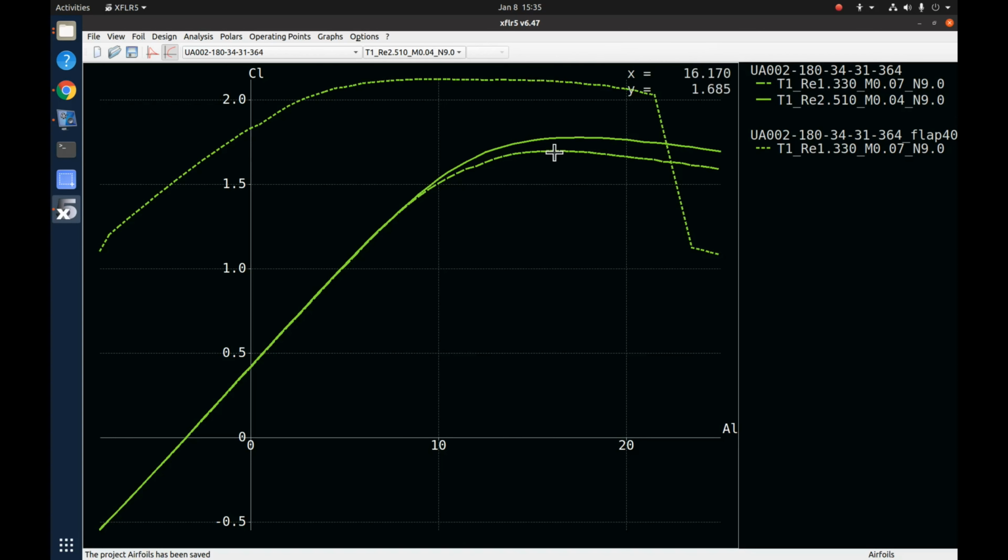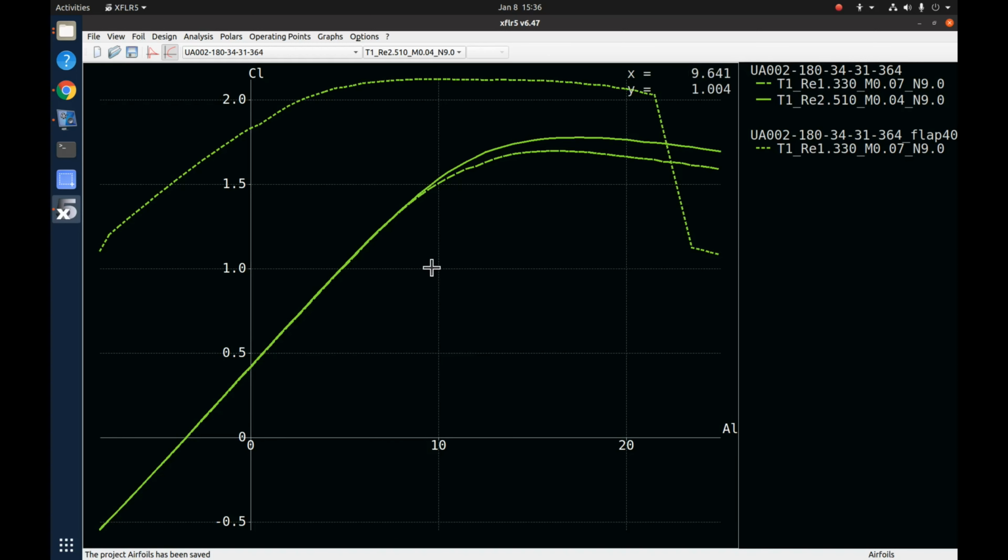So it looks like that is, look up here at that Y value for the coefficient of lift. So that's 1.695, and that's really not too bad. That's pretty good. A lot of airfoils will be down here around 1.5. Now with flaps deflected at roughly that same angle, let's come up here and look at that. So that's 2.104.